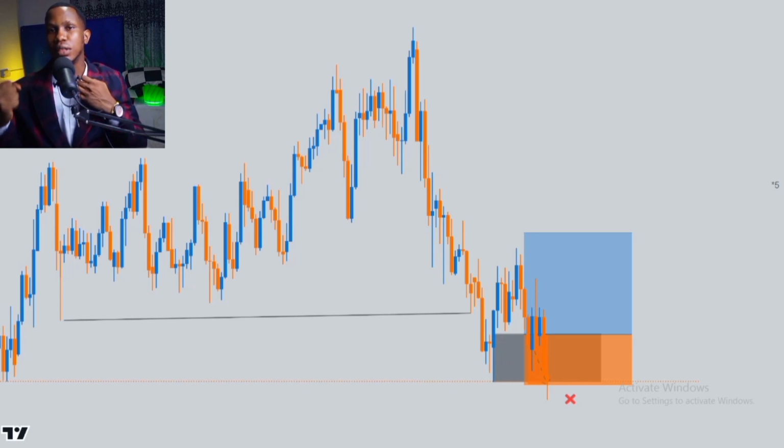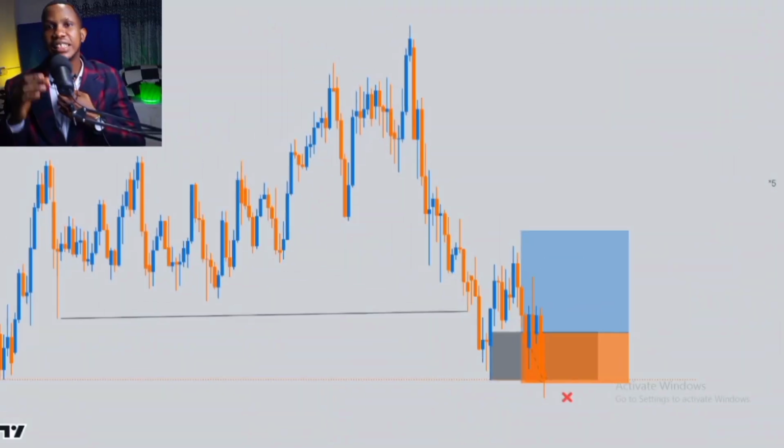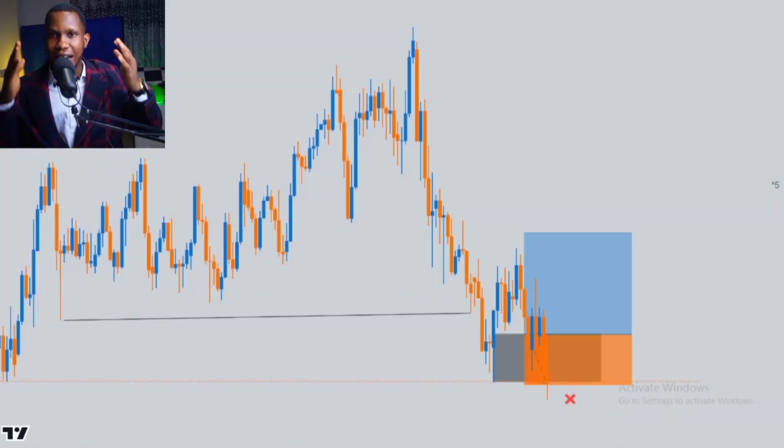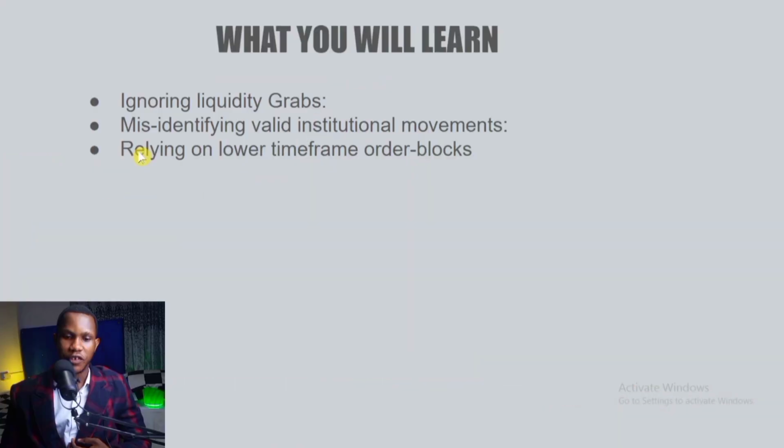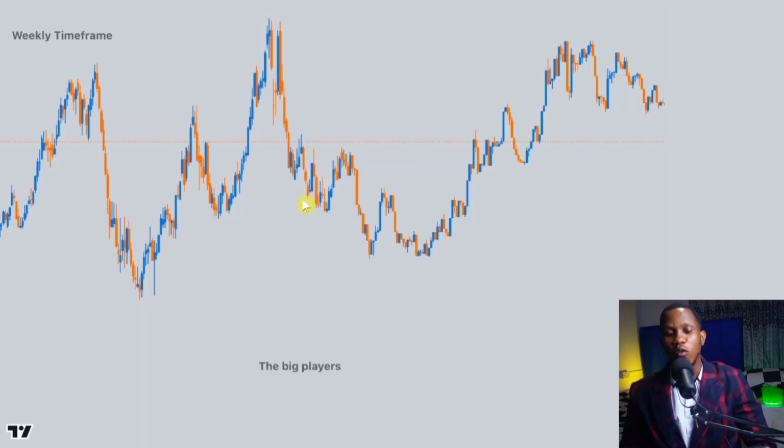And next thing, boom, the market reverses. So this next order block mistake causes heartbreak the most, which is what? Relying on your lower time frame order blocks. Can you see this whole movement? Say this is actually EURUSD here now.